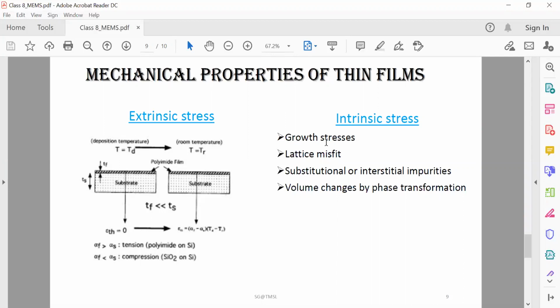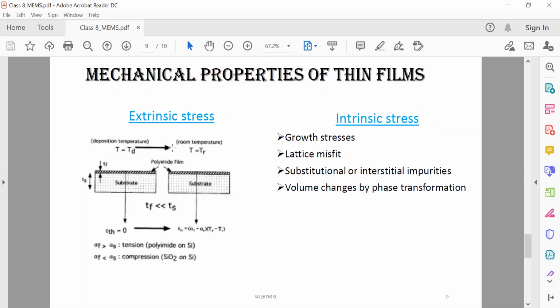Now, what are those? They may be due to the growth stress when you are growing the crystal. During that time, if there is a lattice misfit between the crystal lattice points, a stress may be developed. Substitutional or interstitial impurities will create some stress. Volume changes by phase transformation when you grow the crystal, because of that reason also stress may be developed, and all those belong to the intrinsic stress.